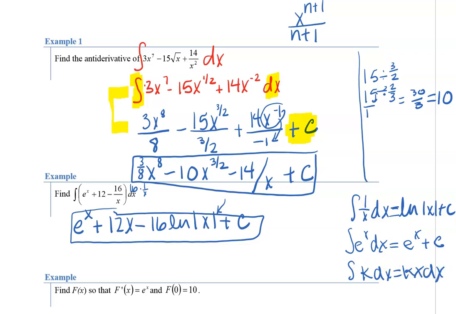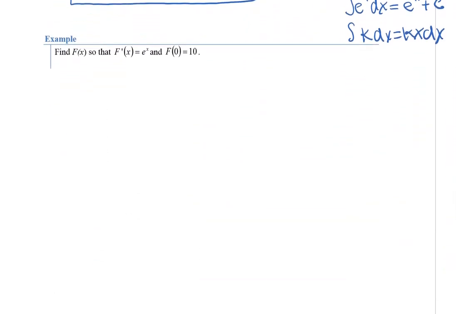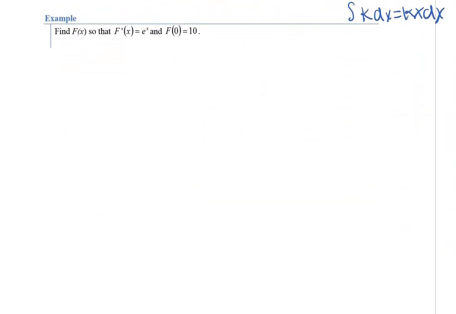Now let's look at this next example and see what it has us do. It says find f of x so that f prime of x is e to the x and f of 0 equals 10. Now this is an example of a problem where we're not just looking for the antiderivative, but we're also going to find the constant of integration. We're actually going to figure it out for this specific problem.